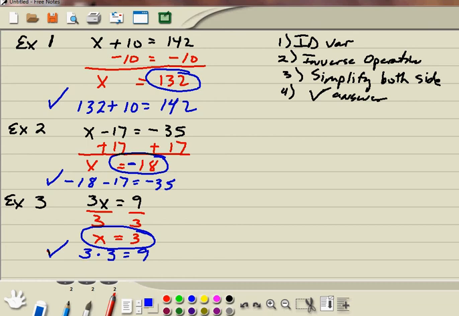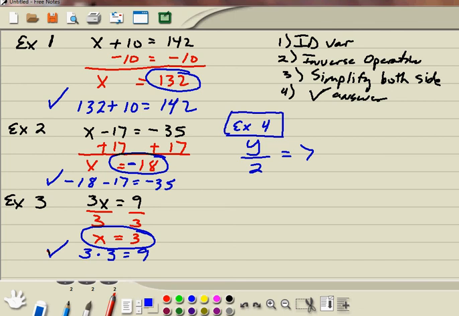Let's try one that might just be a little bit more difficult. Now since we didn't do a division problem, let's do one of those. What if I have y divided by 2 equals 7? This would be example number 4.